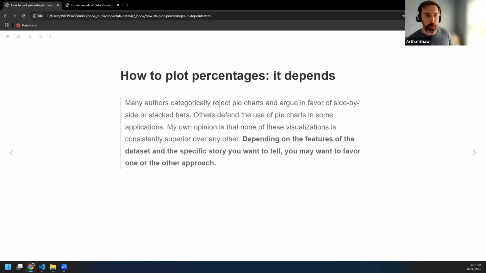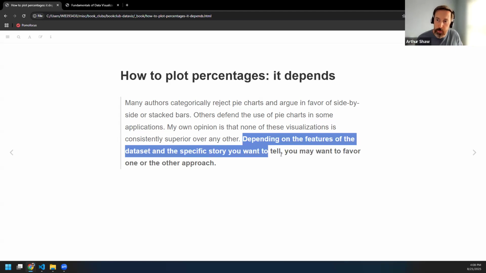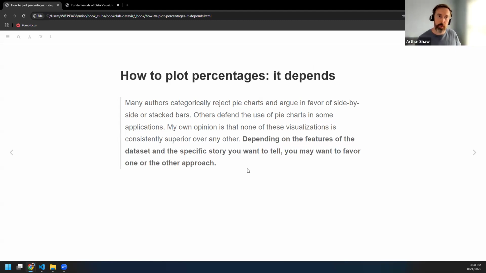So I have read these chapters a couple times over and was trying to think about really what is the author telling us to do. And I feel like this little snippet summarized it for me. In essence, for all things that are marginally complex, it depends is the answer. So what should we do when visualizing proportions? It depends. And I think helpfully in this sentence, this is depending on the features of the data set and the specific story you want to tell, you may want to favor one approach over the other.